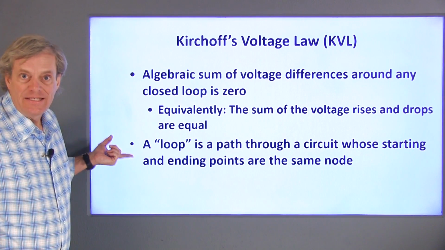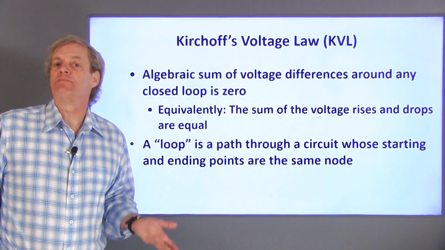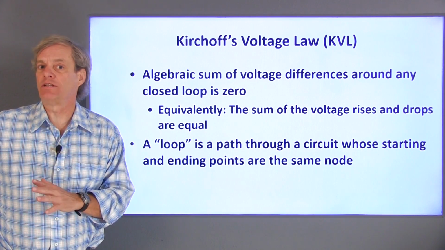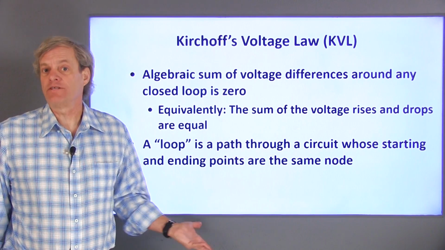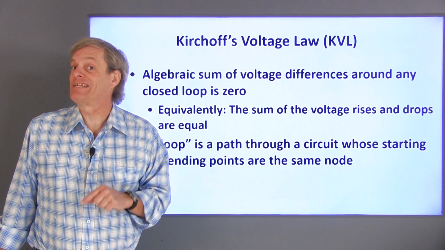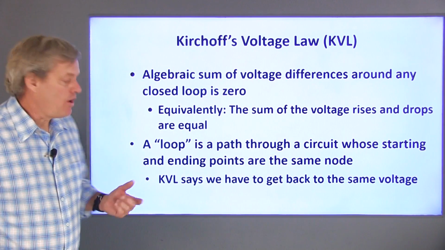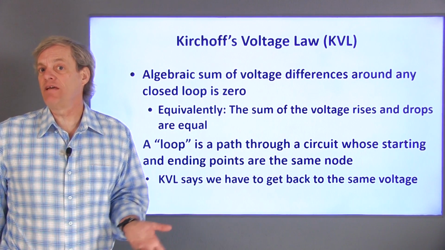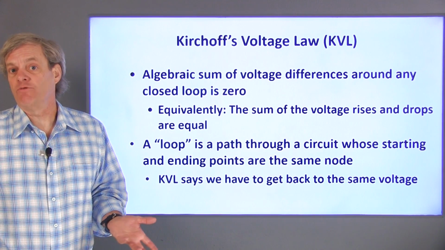A loop is any path through a circuit that has the same starting and ending node. Loops do not, however, have to be physically closed. They can contain, for example, an open circuit, as long as the voltage across the open circuit is accounted for. So, KVL is essentially saying that if we go through a path that ends up at the same node, we have to end up at the same voltage.